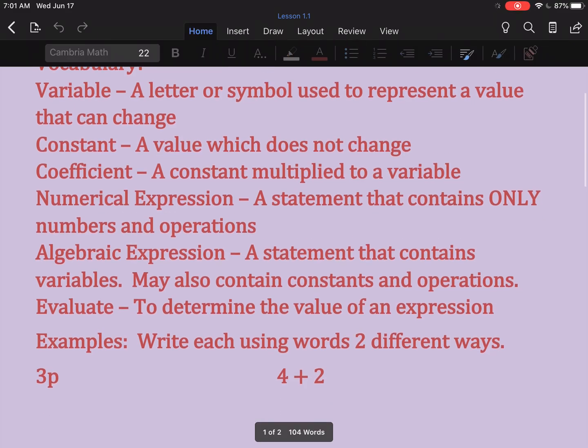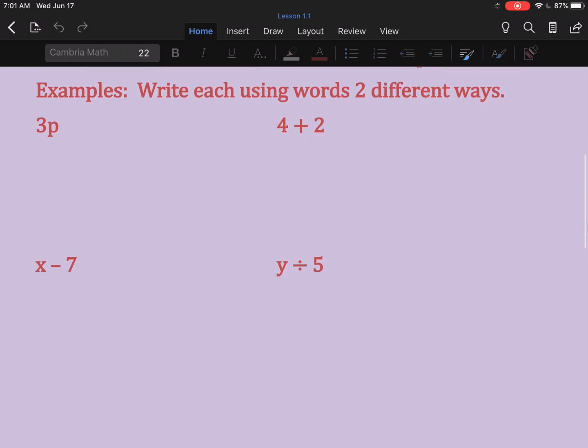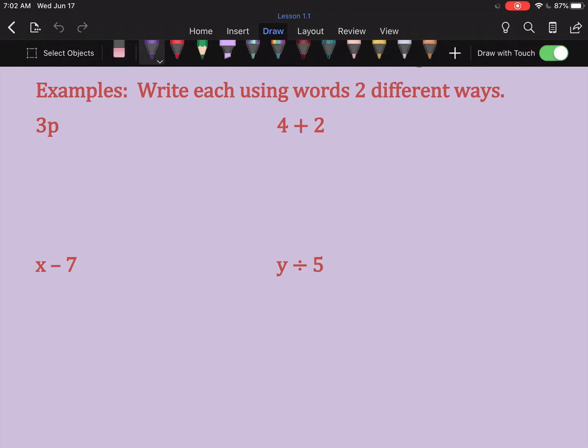So, I'm going to have you do a couple of different things this section. First, we're going to be writing word forms of expressions. This is nobody's favorite thing, but it's not supposed to be difficult. Keep it simple. Okay, write each using words 2 different ways.